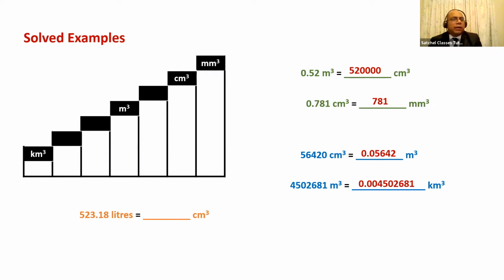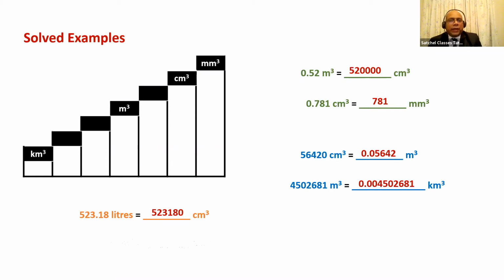How about 523.18 liters? How much is it in centimeter cubed? Remember, we just did a relationship between liters and centimeter cubed. 1 liter is 1000 centimeter cube. So to go from liters to centimeter cube, you need to multiply by 10 to the power of 3, which is 1000. And hence your answer will be 523,180.